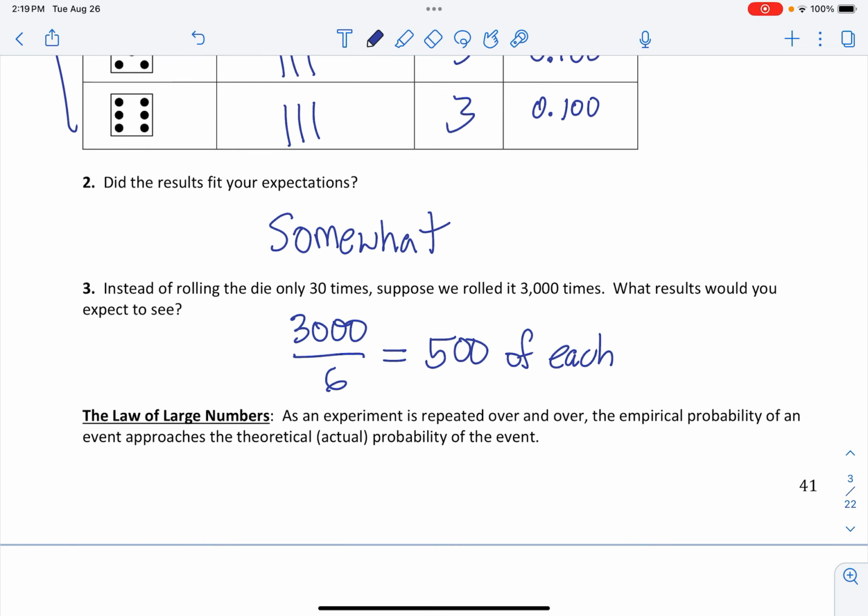So as an experiment is repeated over and over, the empirical probability of an event approaches the theoretical actual probability. So we have empirical, that just means we're actually doing the experiment. Theoretical is basically what we expect, which is actually the actual probability of what should occur, right? So with probability, then you can predict outcomes.